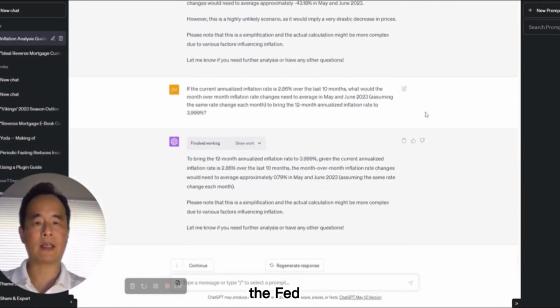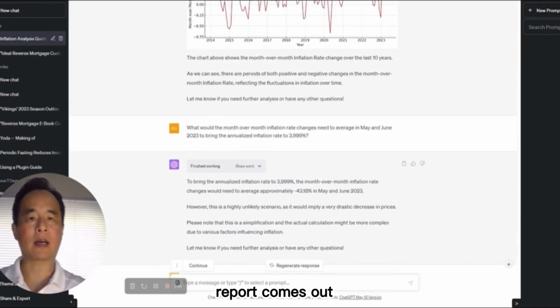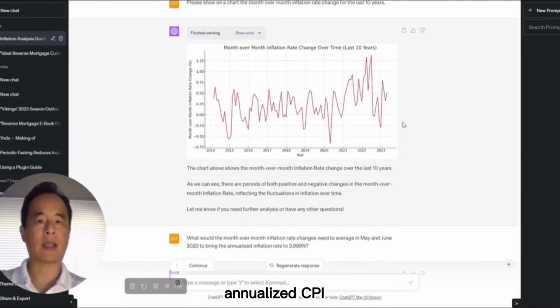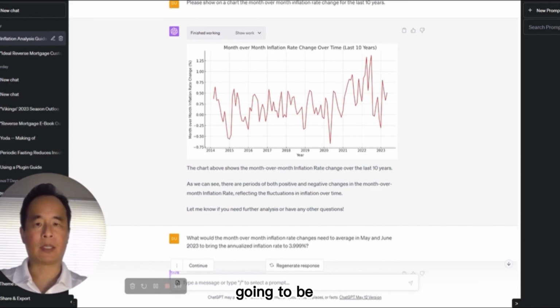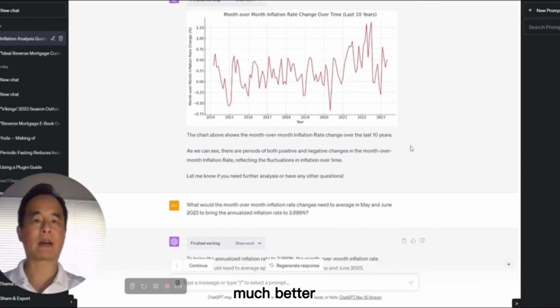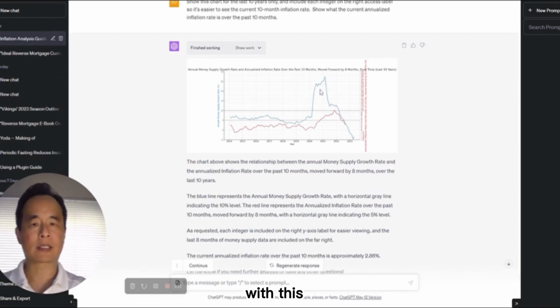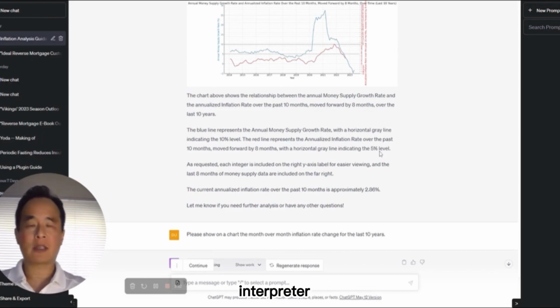And I don't think the Fed is going to hike rates anymore. They should be stopping their hiking. Their June meeting is actually after the May report comes out, so they will see a lower annualized CPI for the 11th straight month. And then they should see another one for the 12th straight month in July. So we're going to be looking at a much lower, much better inflation picture. And with this correlation with inflation, we may even see inflation drop below the Fed's target rate in the next year or so. So Code Interpreter blows my mind.